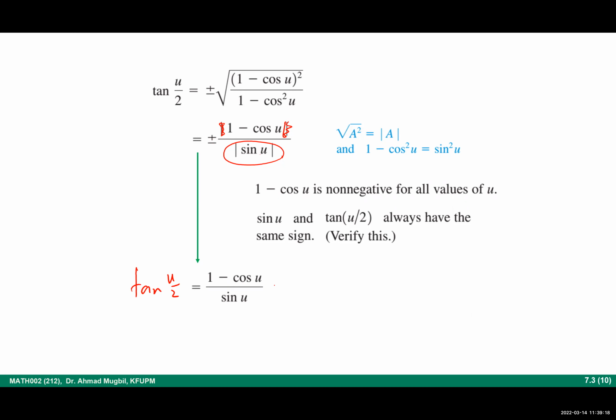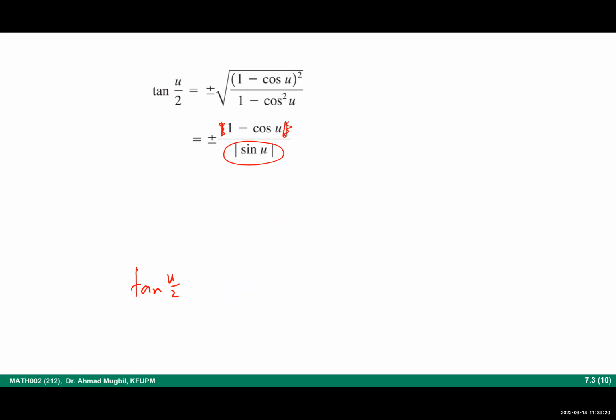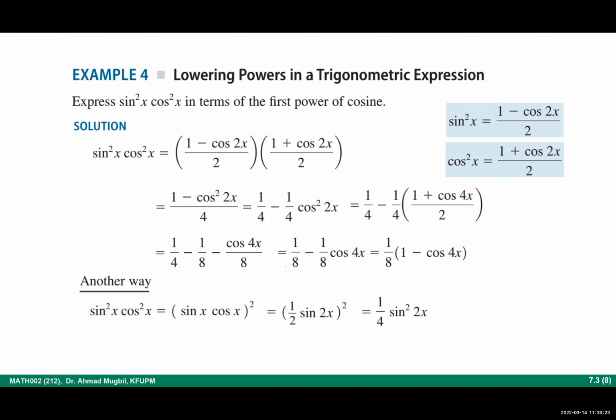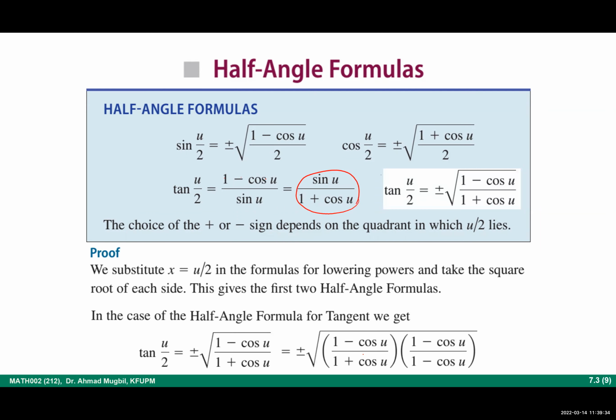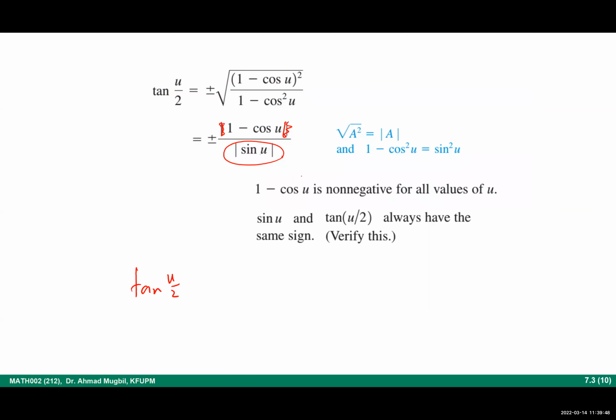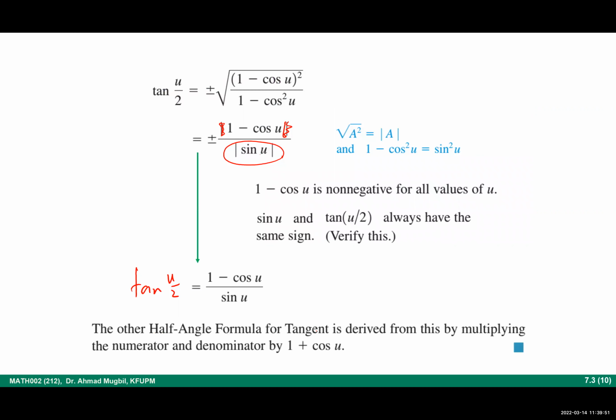Now, if you want another formula, do you remember the other formula? We have this formula; we showed this now, 1 minus cosine u over sine u. The other formula is sine u over 1 plus cosine u. How to obtain this? I told you, you can obtain it from here by multiplying by the conjugate, but no need. The idea is just to multiply this by 1 plus cosine over 1 plus cosine. You will get the other one. So if you just know one of them, you can obtain the other one. The other half angle formula for tangent can be derived from this by multiplying and dividing by 1 plus cosine u.